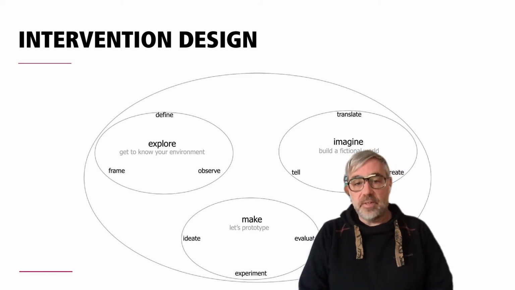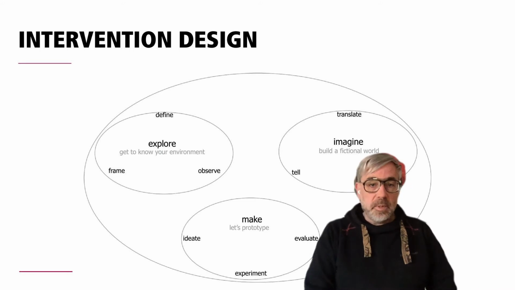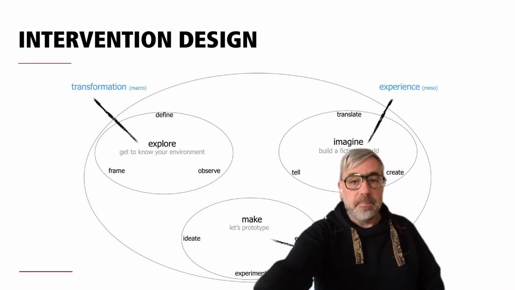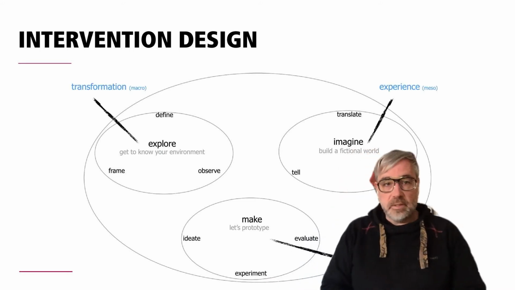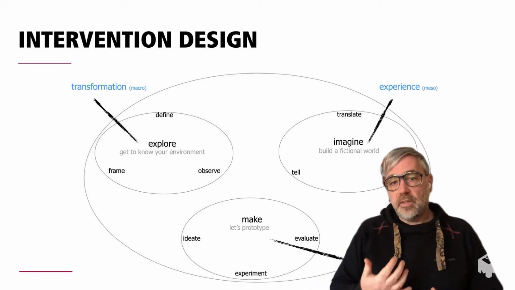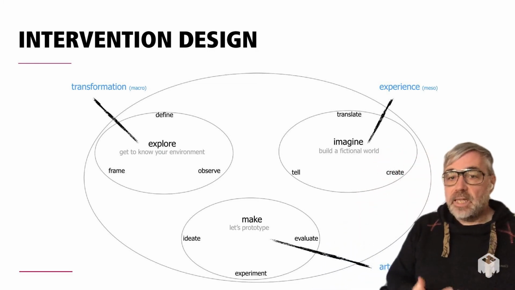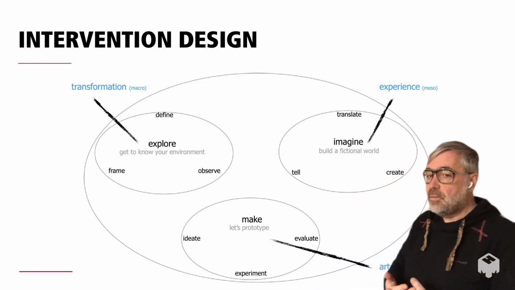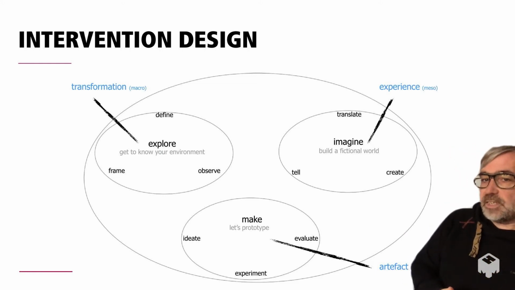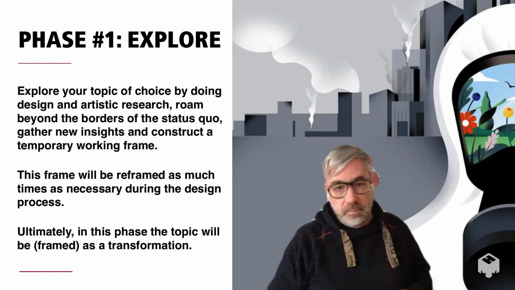This is the method we are going to use. So we have 3 steps or phases: explore, imagine, and make. And it's not that difficult. The explore phase is much more focused on transformations. The imagine phase is much more about the experience. And the make phase is about the artifacts. So let me explain these 3 a little bit more in depth.